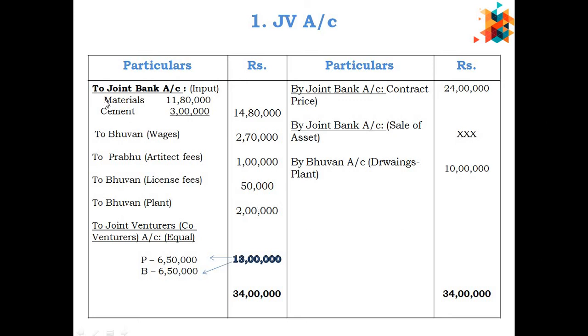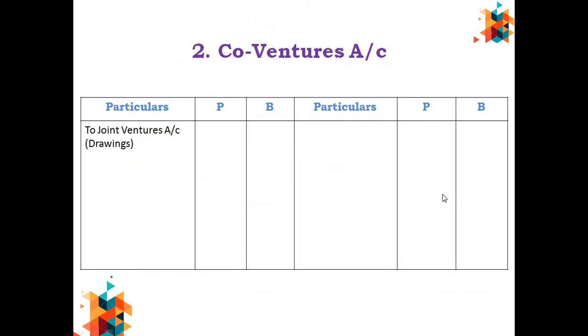It is very simple. Left side: 2 by bank input and individual contribution. Right side: by bank twice. One is contract price and sale of asset, and one more is bonus. Thinking that you have understood this, let us go to the next format, that is co-venturers account.